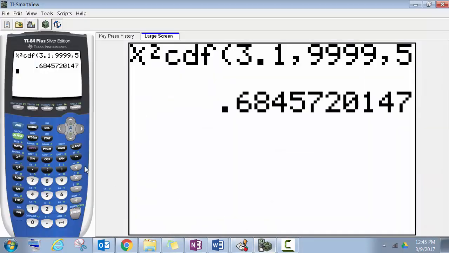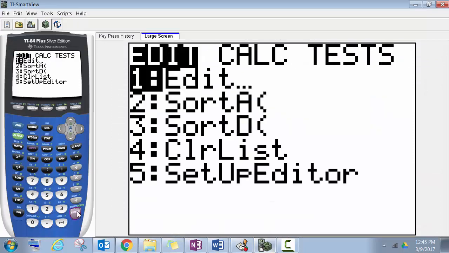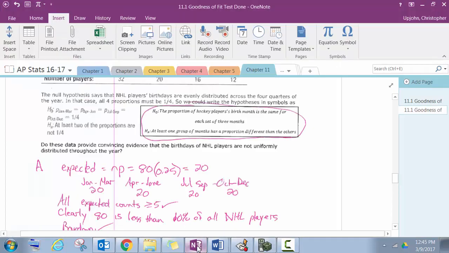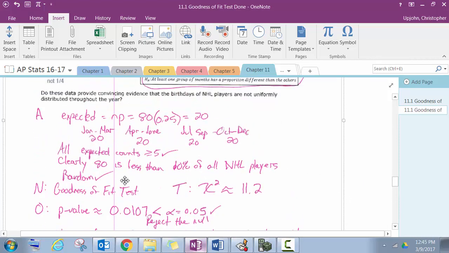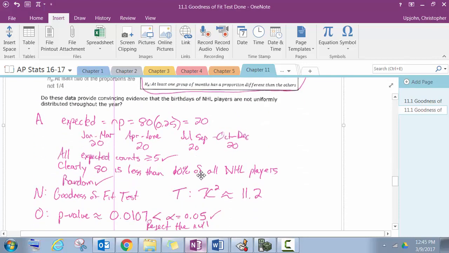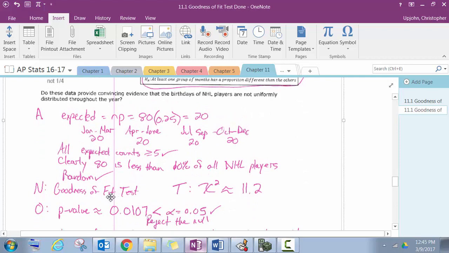If we're using the 84, you just put them in your list. Same thing, observed and then expected second. It's better to put it in that order. So all the expected counts are greater than 5 because they're all 20. Clearly 80 is less than 10% of all NHL players. It means there's over 800 players, and there is. And it is random. It says random somewhere in the problem. Name the test, goodness of fit test.